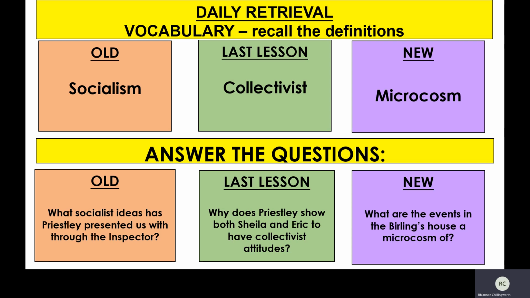So the Burling family's house is a microcosm of wider society. Everything that the Burling family believe, everything that they did to Eva Smith and Eva Smith's eventual suicide is all a microcosm of these wider issues happening in society. So what happened to Eva Smith is symbolic of what is happening to millions of poor men and women and children, not only in the country but in the world. So that's what we mean by a microcosm. What's happening in the Burling family's dining room in this play is representative of the wider ills of society, and particularly for the poor.